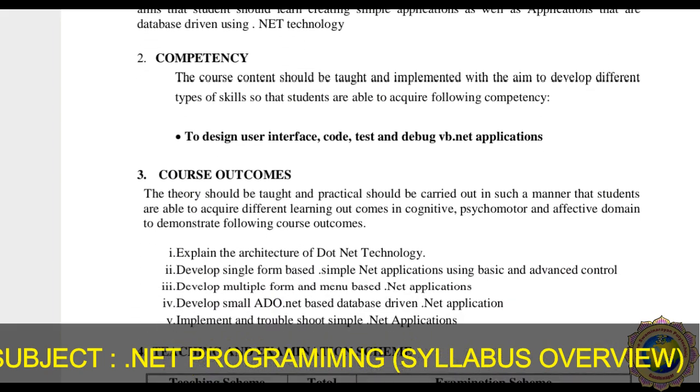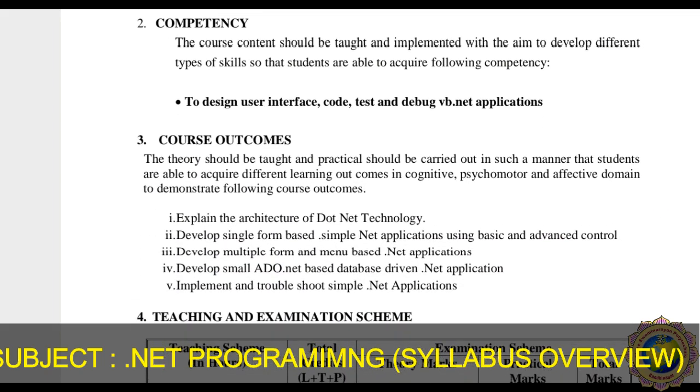The third one is course outcomes. The theory should be taught and practicals carried out in such a manner that students are able to acquire different learning outcomes in the cognitive, psychomotor and affective domains to demonstrate the following course outcomes. First of all, explain the architecture of .NET technology. So we have to learn first the .NET technology architecture and its framework.